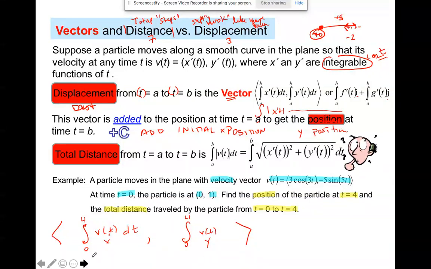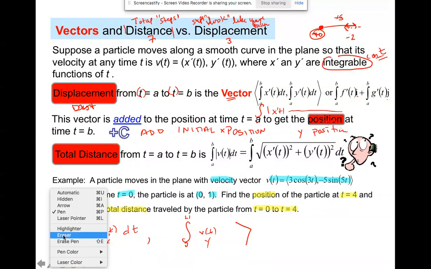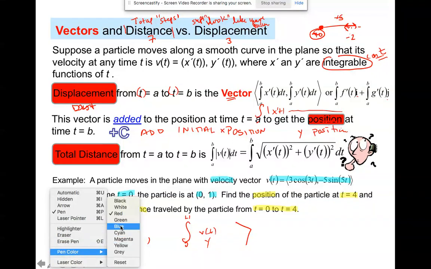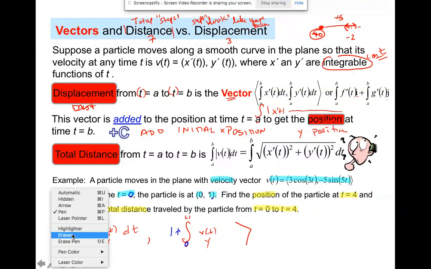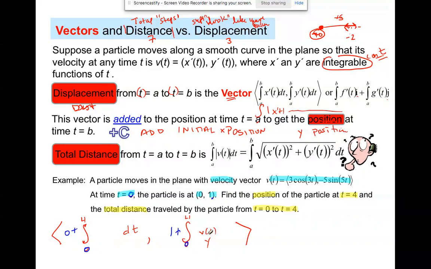But more importantly, when I get that displacement, what do I have to add? At time equals 0, where were you already? Oh, no. Well, I don't have to write that. But in the y direction, when time was equal to 0, where was I? I was already at 1. All right, so I wanted to highlight the important part before. Now let me write this correctly.